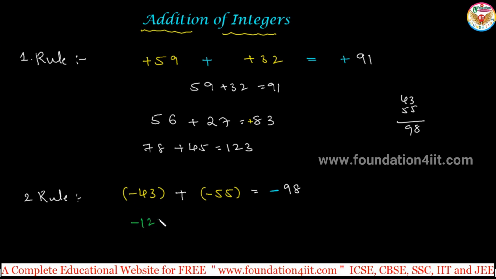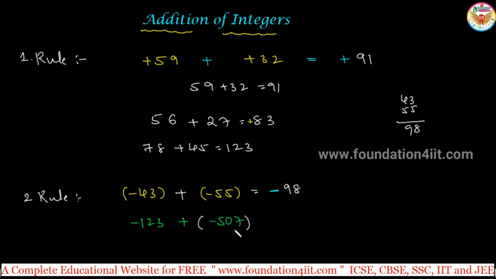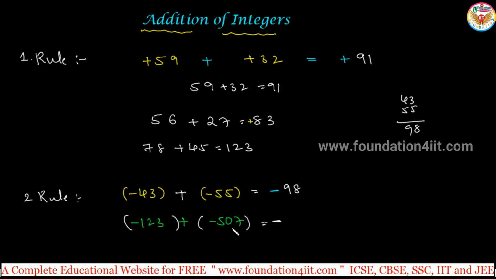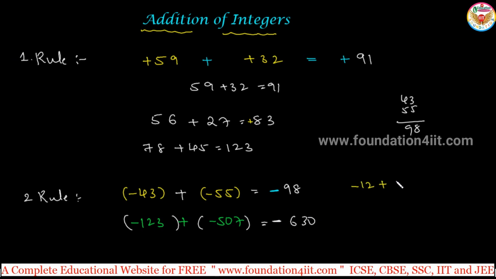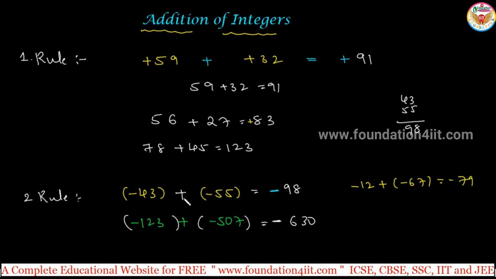In case of minus 123 plus minus 507, whenever the signs are side by side, you have to maintain the bracket like this. So you have to keep minus immediately because both integers are negative. The result should be negative. And addition of 123 and 507 is 630. Even the number negative 12 plus negative 67 is negative 79. So whenever both integers are negative, add them and assign the minus sign to the result.